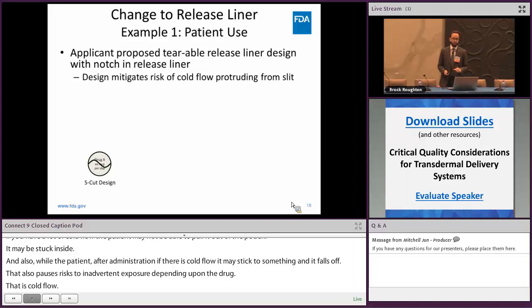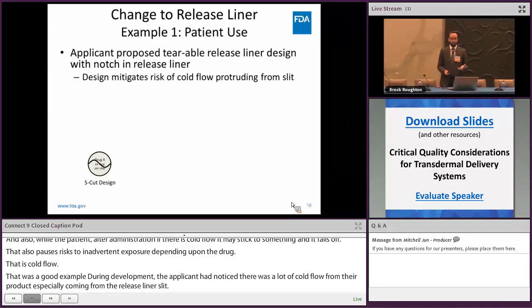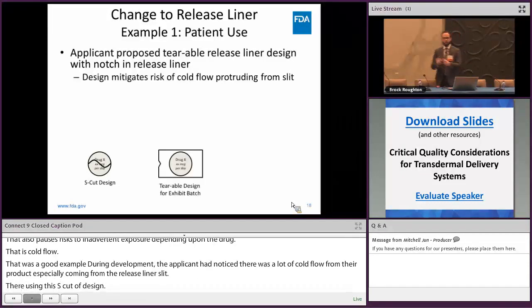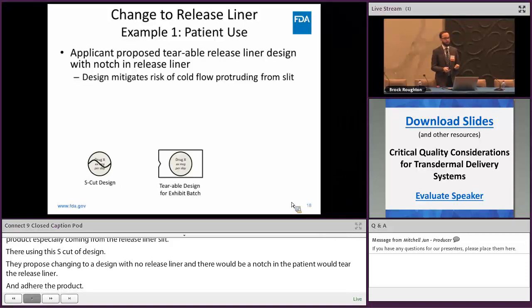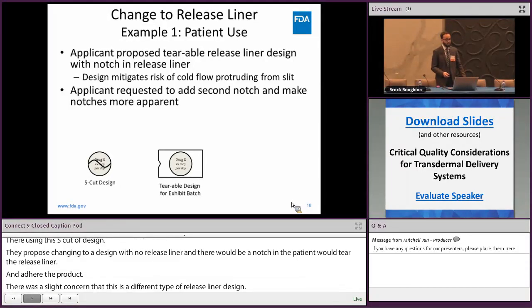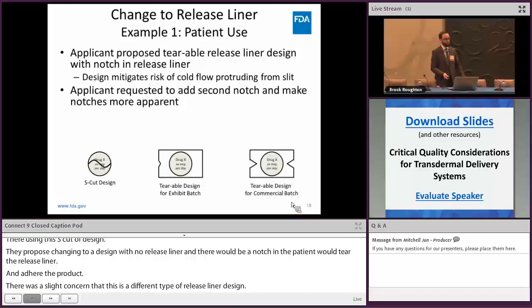So they proposed changing to a design with no release liner, where instead there would be a notch, and the patient would just tear the release liner and then adhere the product on that way. So there was a slight concern that this is a different type of release liner design. Maybe the patient might not know what to do with this. So the applicant was requested to add a second notch and to make the notches more apparent.